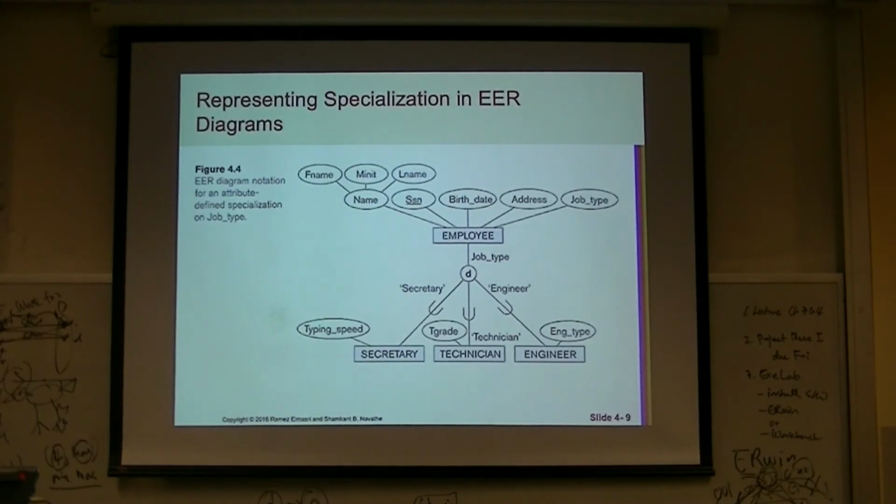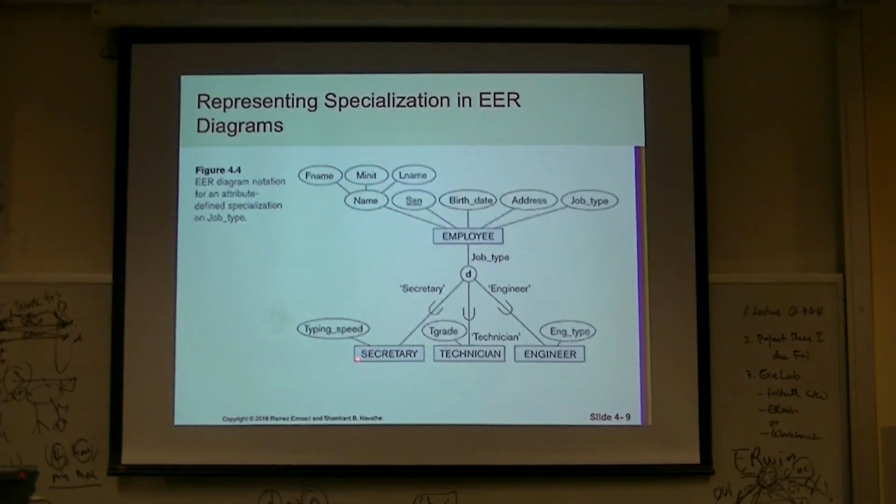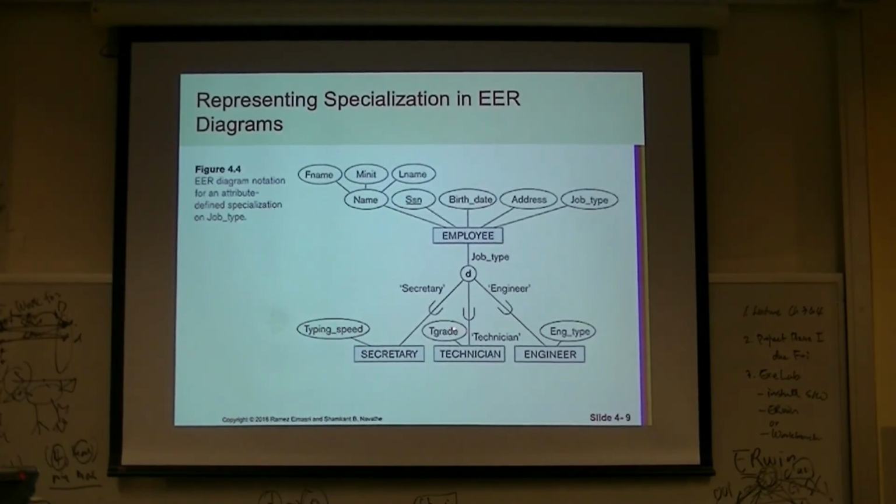Okay. Anything else that I missed? Oh, also, each subclass can have its own attribute. So this attribute, typing speed, is only for the secretary. Okay? And the T grade is for the technician. The engineering type is for the engineer.